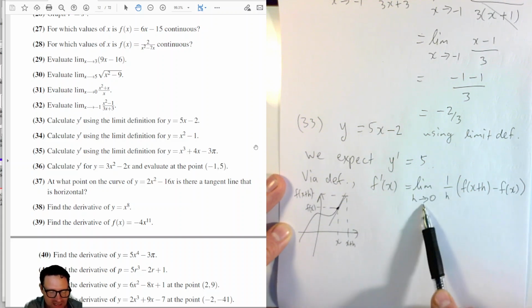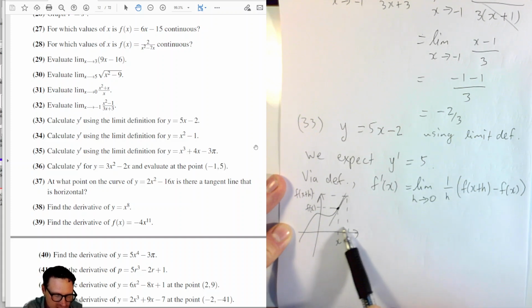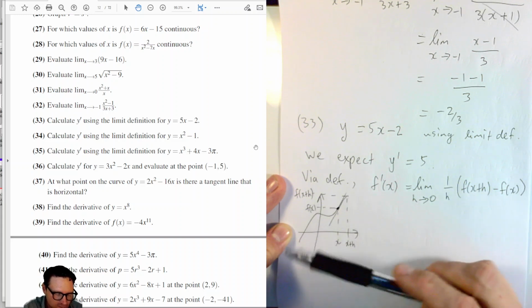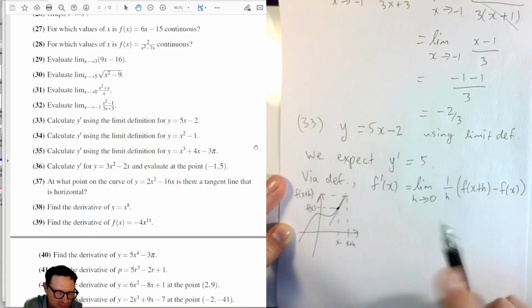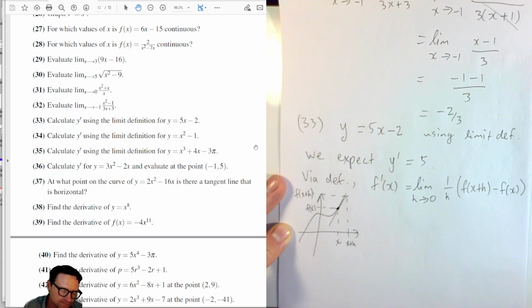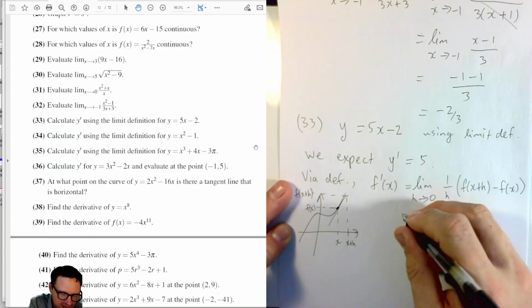But what we're doing in taking this limit as h goes to 0 is we're letting that h value get smaller and smaller until this distance approaches 0, and so this secant becomes an actual tangent, giving you the slope of this curve at the point. Okay, so that's why this works. Now let's actually calculate it in this example.